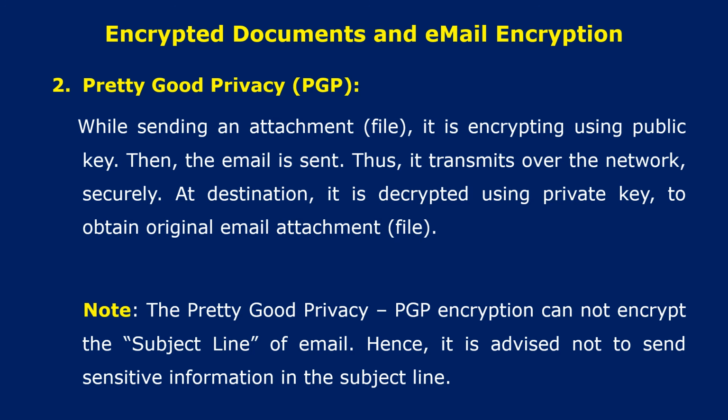Hence, if we make use of a pretty good privacy, it is advised not to send sensitive information in subject line. So if at all we are making use of pretty good privacy software while sending emails, the very important point that is to be remembered is our email is encrypted, email attachments are encrypted, but the subject line of email cannot be encrypted. That is the reason why the subject line is not supposed to contain any sensitive information. This pretty good privacy is an open source and is a freely available software package for email security. So that is about encrypted documents and email encryption.